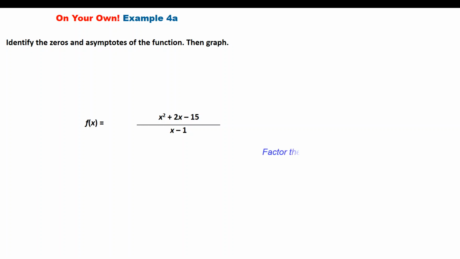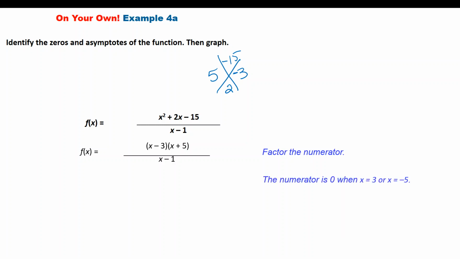All right, so taking a look at this one, you should have first factored your numerator. So we're going to look at two numbers that multiply together to get negative 15 and add together to get 2. I know that's going to be a 5 and a 3, and I'll make that 3 negative. So when I factor it out, I have x minus 3 times x plus 5. The next thing I want to do is take a look at the numerator, and I can see that when x equals 3 or x equals negative 5, the numerator is going to be 0, so that tells me my zeros are going to be at 3 and negative 5.